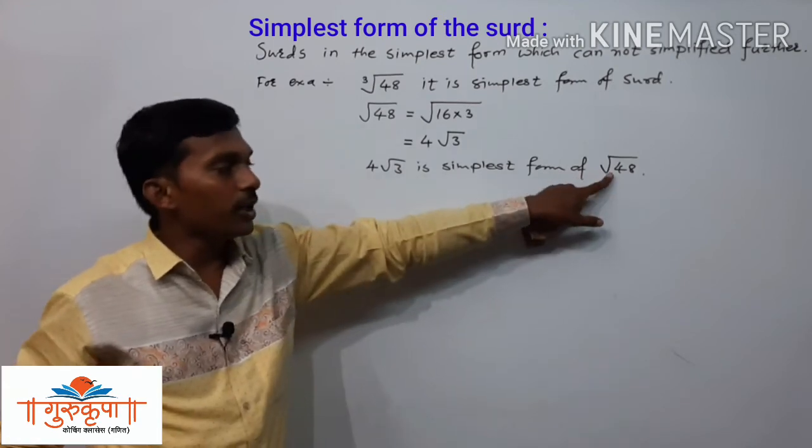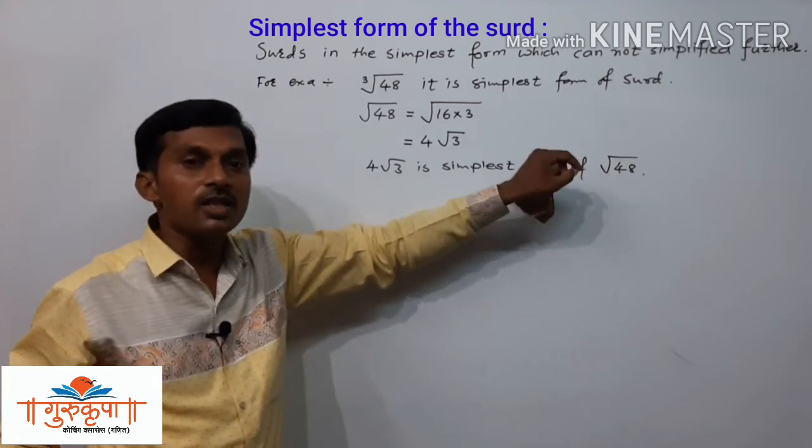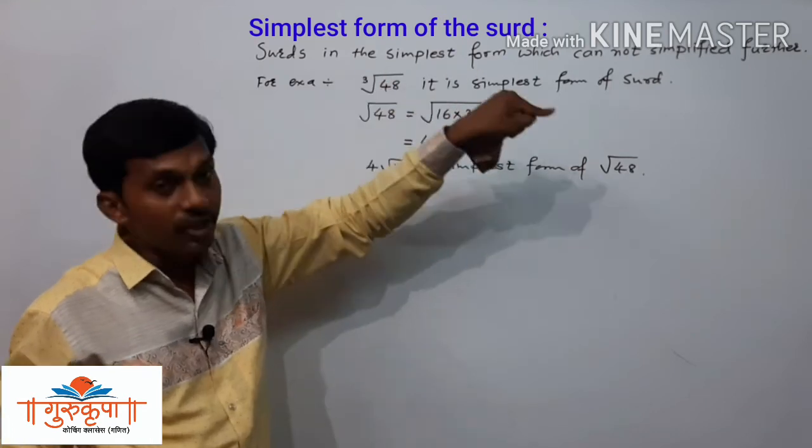Square root of 48 is not the simplest form since we can simplify it further.